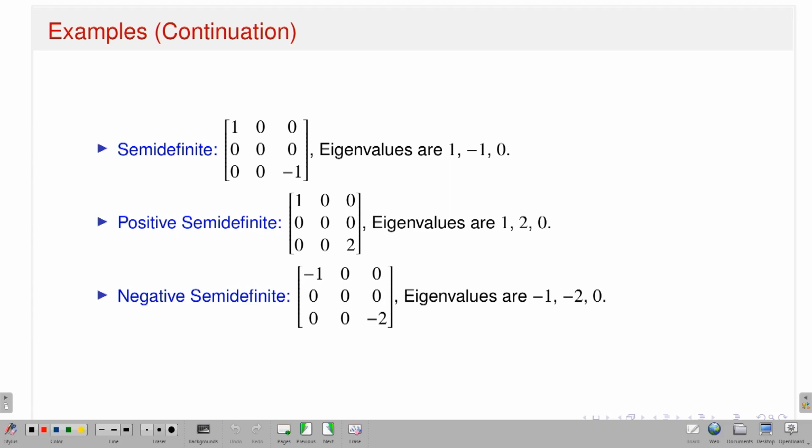Semi-definite, look at the diagonal elements, it is 1, 0, -1. So 0 is an eigenvalue. So therefore this is a semi-definite matrix.